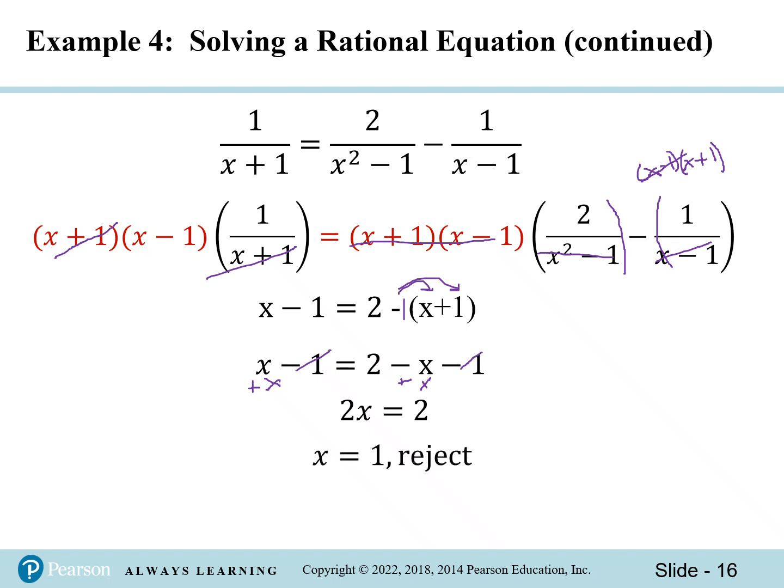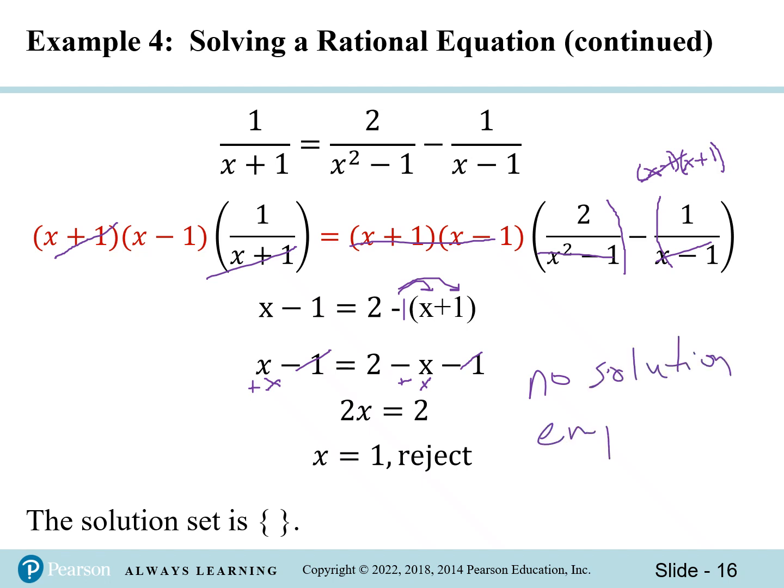But if you recall from the slide before, we said you can't have 1 for an answer. Therefore, we have to reject it. And our solution set is what we call the empty set. We have the brackets. We don't put anything in there. You can say no solution, or you can say empty set. Both are acceptable answers.